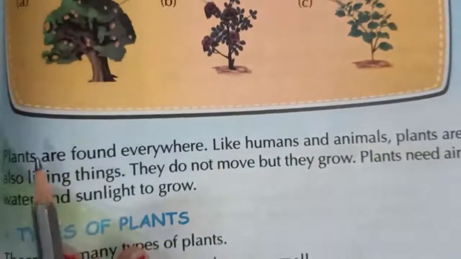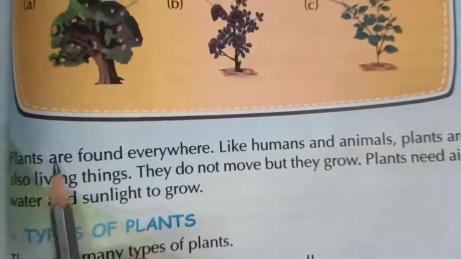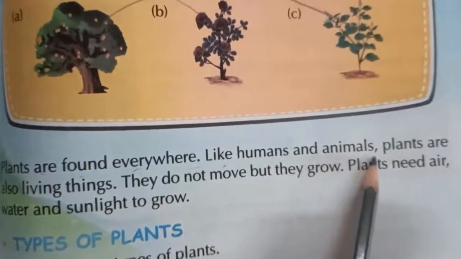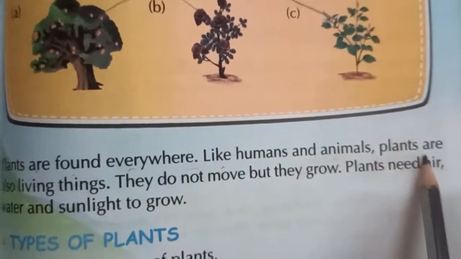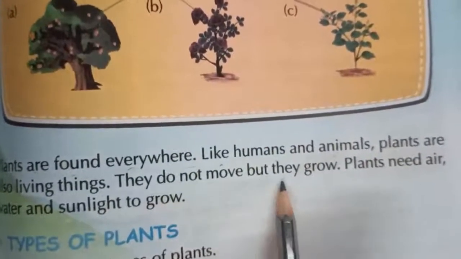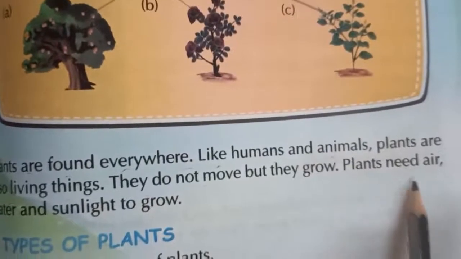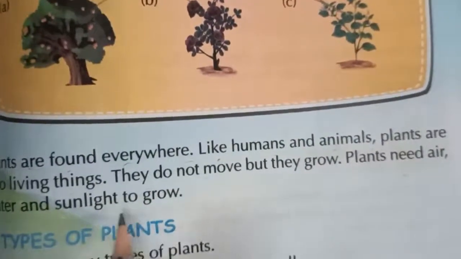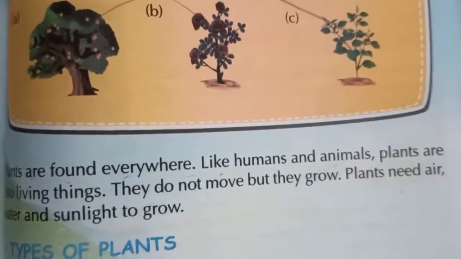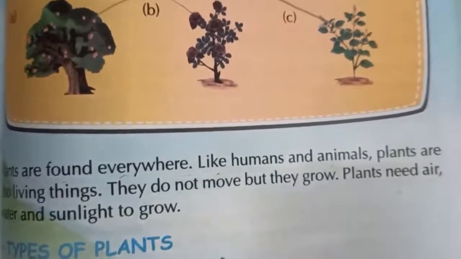Now students, I am going to read the lesson. You have to speak along with me. Plants are found everywhere. Like humans and animals, plants are also living things. They do not move but they grow. Plants need air, water and sunlight to grow. So we find plants everywhere.